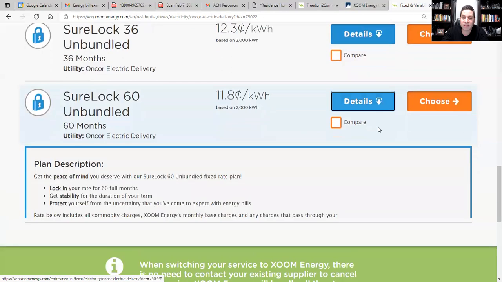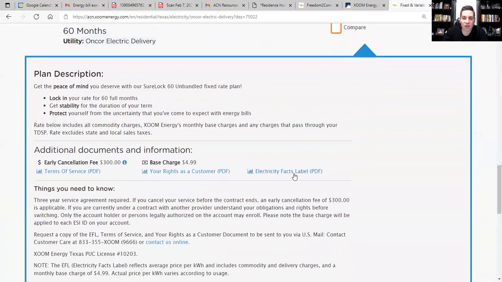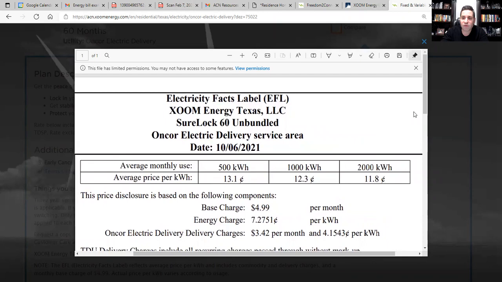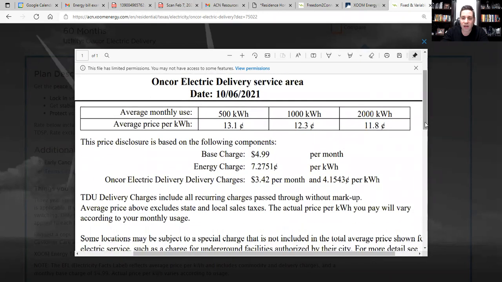Now, if you click on details here, and then you click on electricity facts label, I'm going to show you some things that are important to know when comparing an electricity bill. So here you can see there are a few different price options depending on how many kilowatts per month they're using. If they're using 2,000 kilowatts a month or more, their price is going to be 11.8 cents a kilowatt. 1,000 to 1,999 is going to be 12.3, and then between 500 and 1,000 is going to be 13.1.